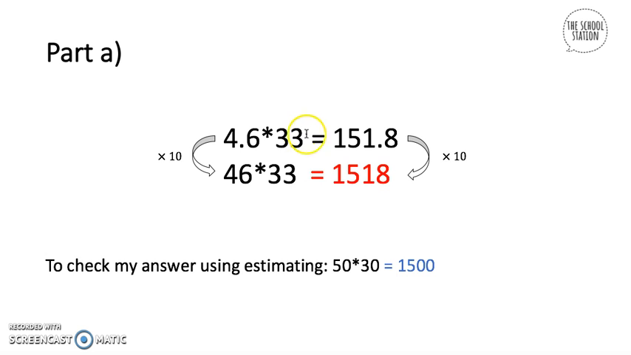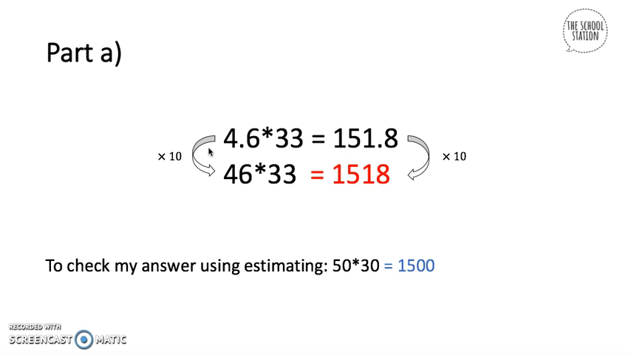On this side of the equation, we can see that there is 4.6 times 33, and then we have 46 times 33. So what is the difference between the two sides? Well, as you can see, we multiplied 4.6 by 10 to make it into 46. So the difference is that we multiplied by 10 from the first equation to the second, which makes it 46 times 33.